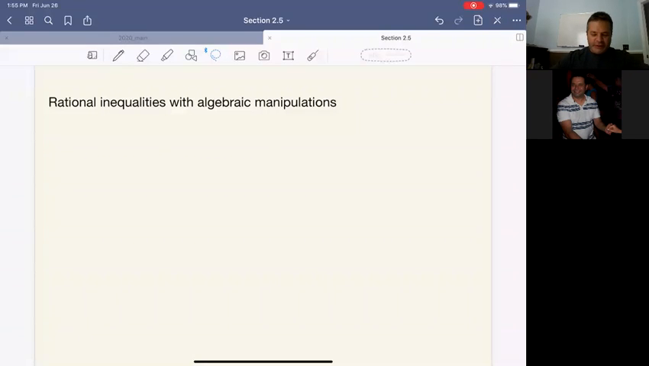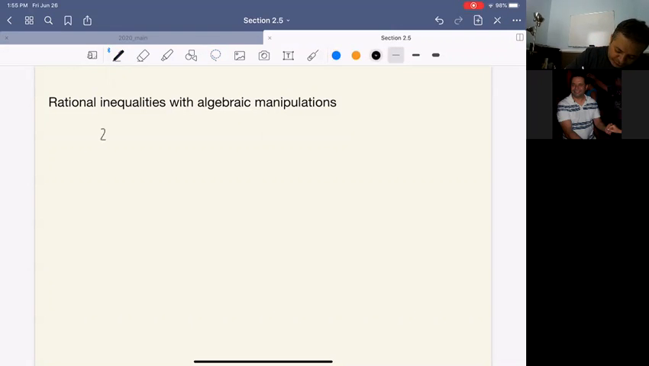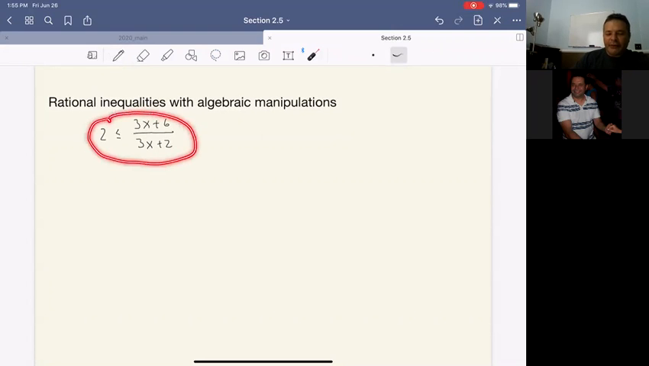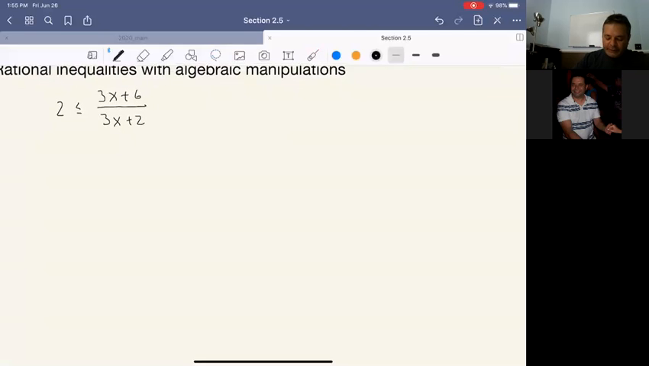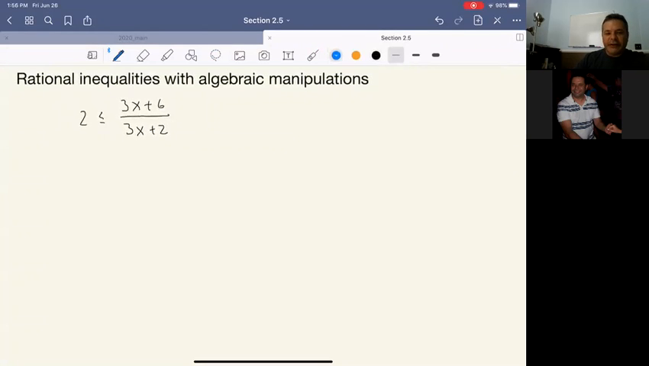Okay, another video. So let's go ahead and take a look at 2 less than or equal to (3x plus 6) divided by (3x plus 2). Okay, so now this one has the problem where it's not set up the way that we have it with 0. So what we're going to do is change it to make it look like that. We're going to have to do a little bit of algebra here.